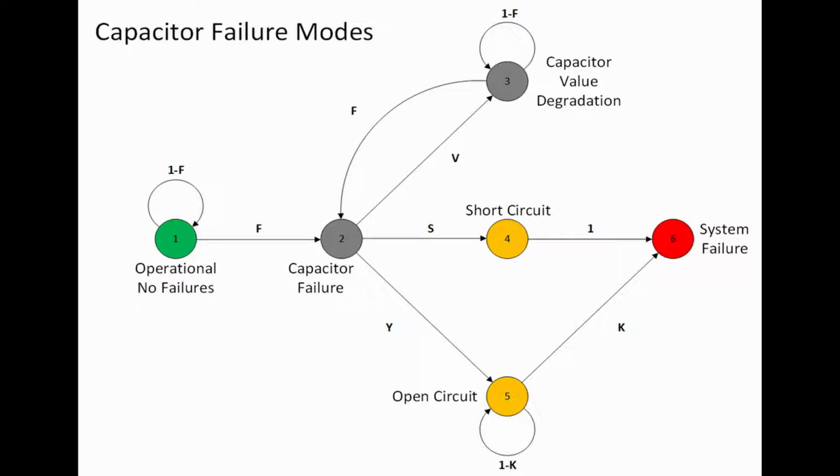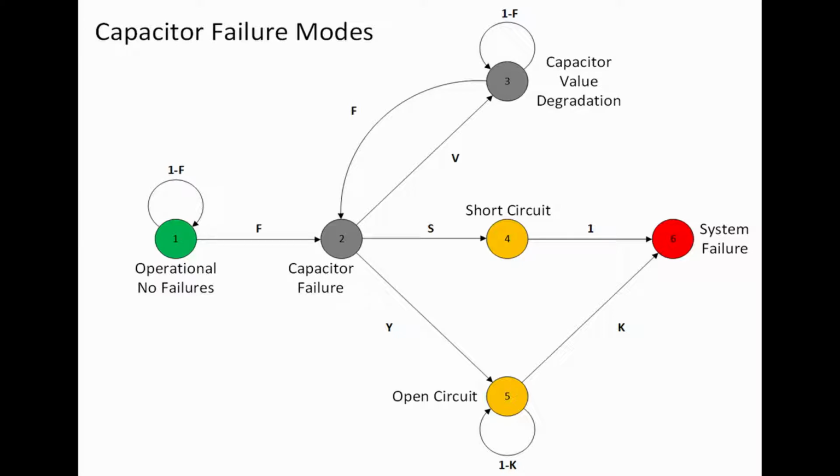As you can see, there are three distinct failure modes: short circuit, open circuit, and value degradation. Value degradation is kind of an interesting one because there isn't any rock solid data on what value it degrades to, other than that it degrades to 90% of its original value. So we modeled this as if it hits value degradation, it still is a risk to the system and it can still fail, but it fails at the same rate as an operational, no failure capacitor.